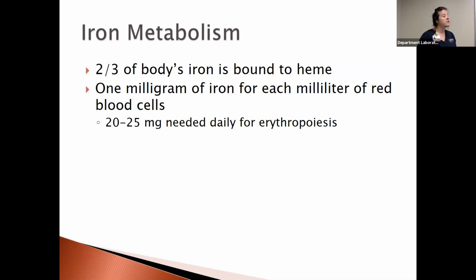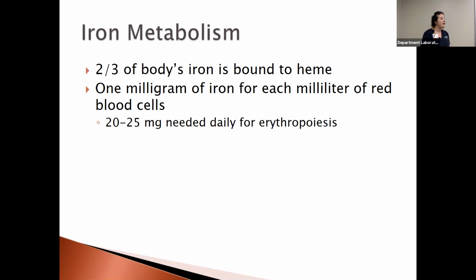All right, so first we're going to talk about all of these steps in depth. But first we're going to talk about iron. All right, so 2/3 of the body's iron is bound to heme. So 2/3 of your iron will be inside the cell in that hemoglobin molecule. There's 1 milligram of iron for each milliliter of red blood cells. So what that means is on a daily basis, your body needs 20 to 25 milligrams for erythropoiesis, for hemoglobin to be incorporated into that cell, for iron to be in that cell.